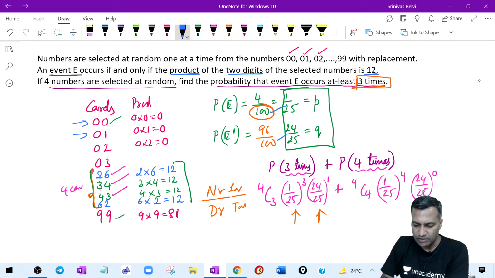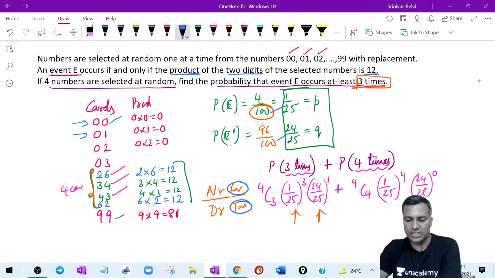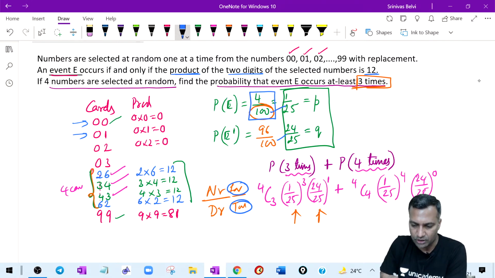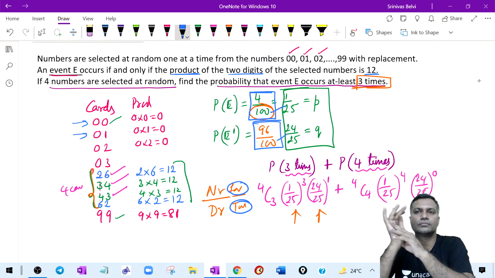You are not using the basic definition, favorable by total. You are not using the definition anymore. The definition has already been used here: 4 by 100, 96 by 100. You are writing the composite probability in terms of probability itself. I hope there is clarity.